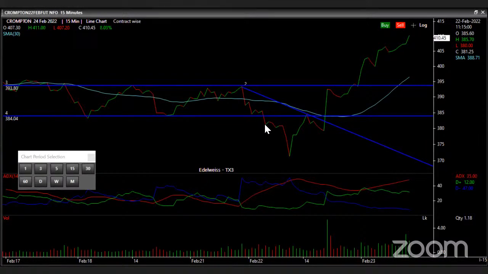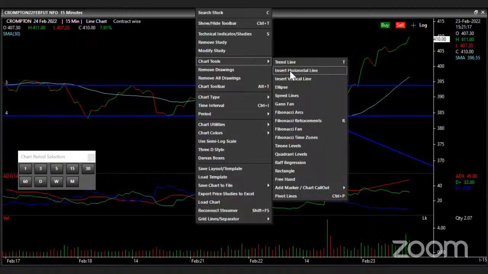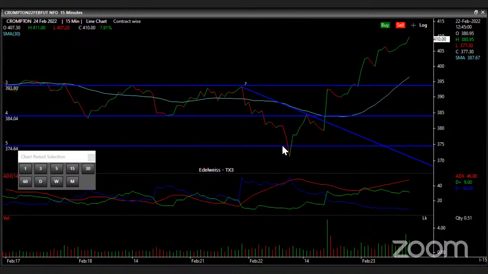There is 393 at the top, here it is, and 384. What is the price gap? Approx 10 rupee. So if the price is broken at the lower side, what we can anticipate or expect is that the price will fall 10 rupee further. So it can be very close to 374.